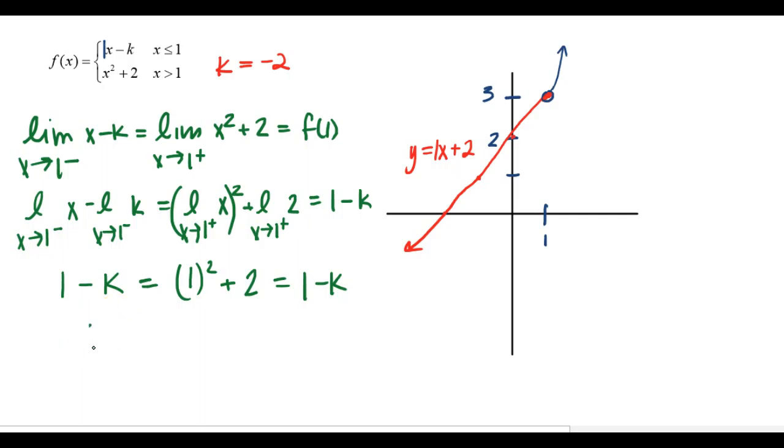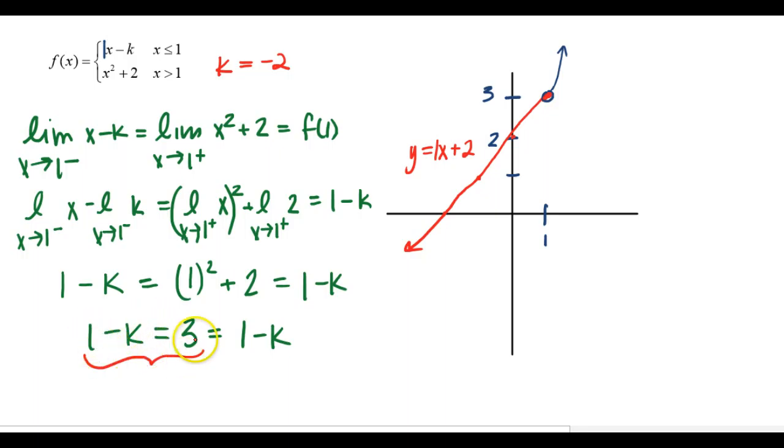So now what I have is that 1 minus k has to equal, well, 1 squared, that's 1, plus 2 is 3. So this has to equal 1 minus k. So notice we have the same situation. I'm just going to solve one portion of it. I'm just going to solve for k using this left equation, because this is like two separate equations. It says 1 minus k equals 3, and then 3 equals 1 minus k. But I'm just going to solve this left equation because they're the same thing.